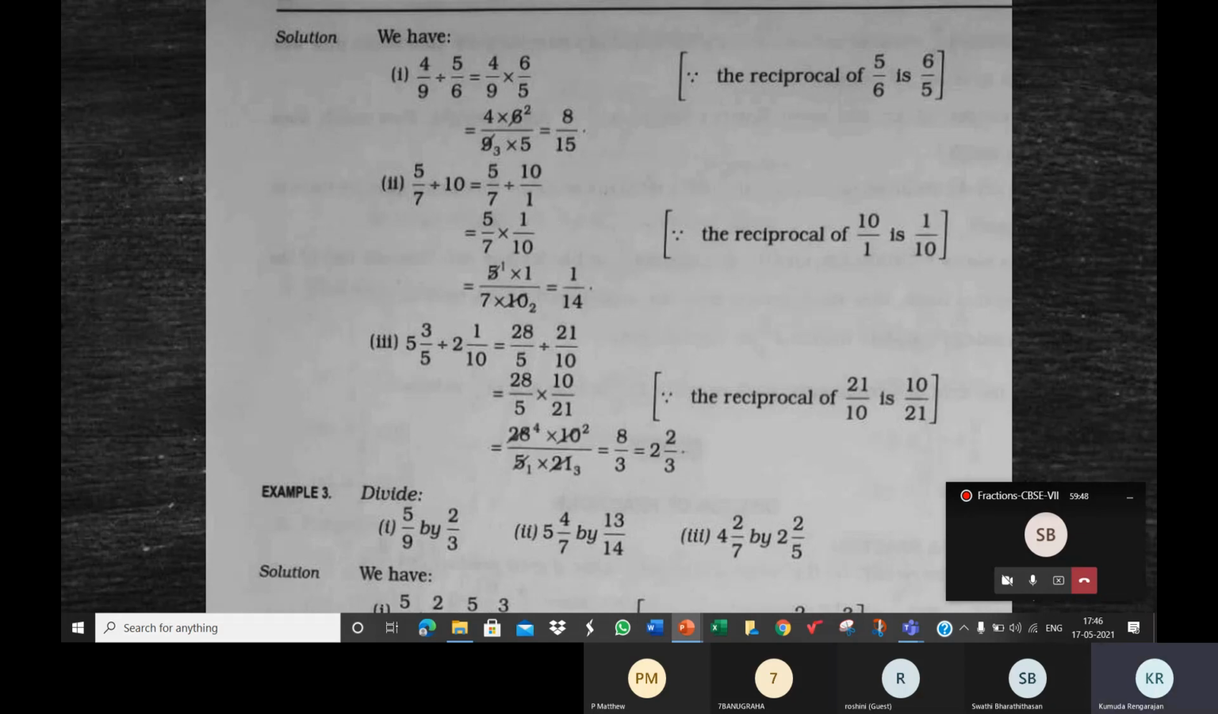After this, we need to multiply the numerators, 5 into 1. Multiply the denominators, 7 into 10. If a number from the numerator and a number from the denominator can be simplified, we should do that. So you understand this, 5 ones are 5, 5 twos are 10. 1 into 1 is 1, 7 into 2 is 14.